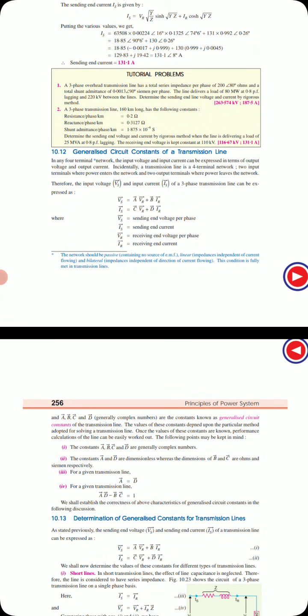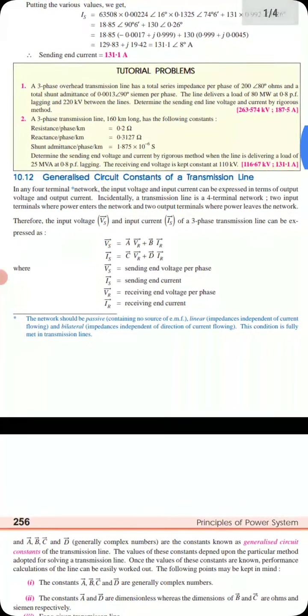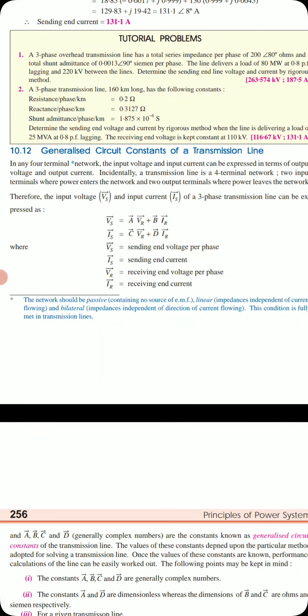We need to write the generalized form, that is, we are going to write the sending end voltage and sending end current in terms of receiving end current and receiving end voltage. This is our aim. So for any kind of network we need to write this.